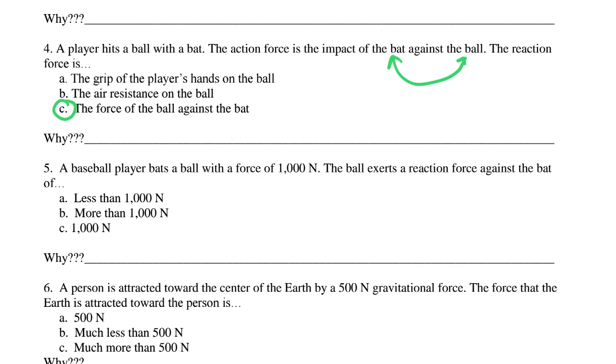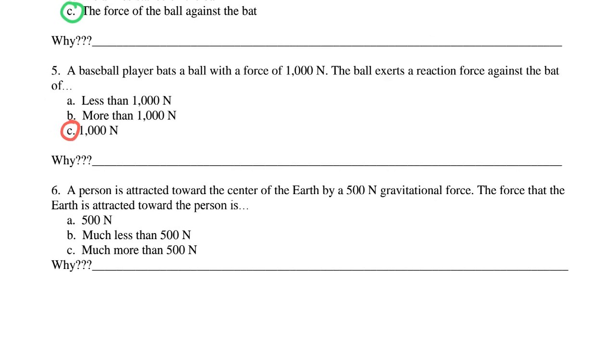Number 5, baseball player hits a ball with a force of 1,000 newtons. The ball exerts a reaction force against the bat of 1,000 newtons. That's a very important part of Newton's third law. It's equal and opposite. So here we see that it's equal. And in the opposite direction, the ball is forced maybe to the right, while the bat might be forced to the left, or the other way around.